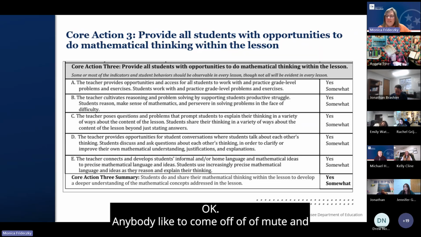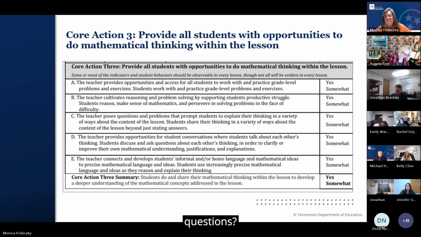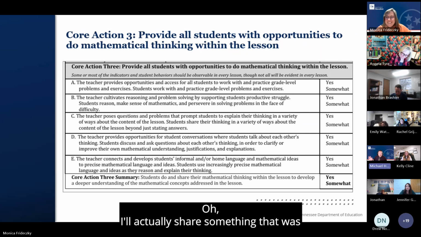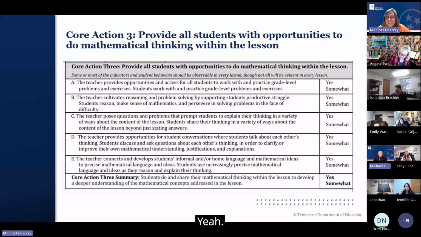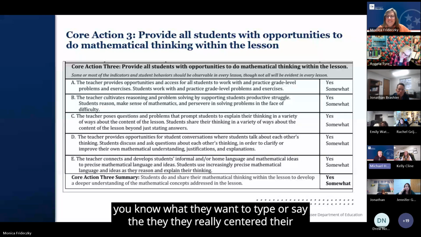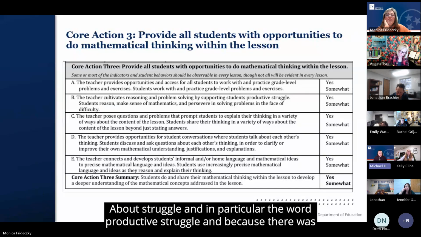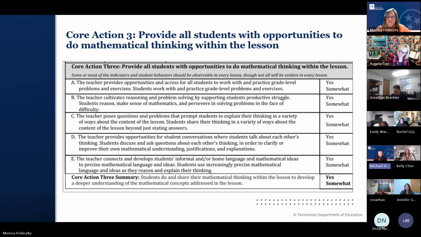Okay. Anybody like to come off of mute and maybe share out what they highlighted, underlined, or made note of, or have any questions? Well, I'll actually share something that was talked about in the Southeast session that I had yesterday. They really centered their discussion around when they got to this core action about struggle, and in particular the word productive struggle.